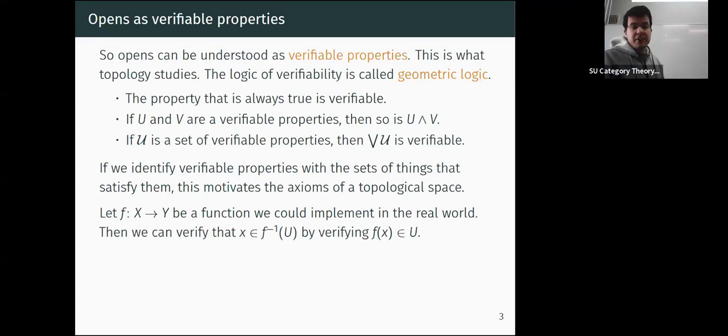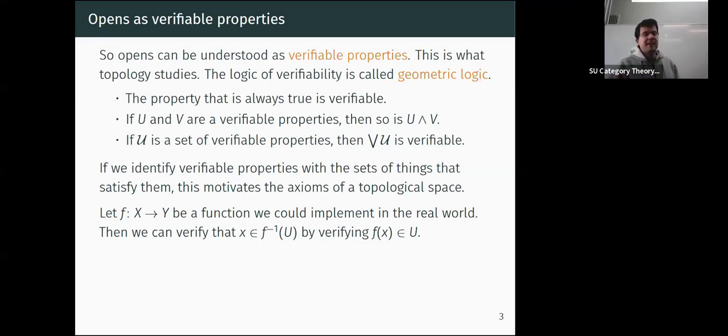So if we have such a function, you can now ask, can we verify whether something lies in the preimage of some u? So if u is some verifiable property in the codomain, we can ask, can we verify whether x is in the preimage of u? And to verify this, all we need to do is take x, apply this function, and check whether it's in u. So we can check whether it's in u because u is verifiable, and we can apply this function because this is a function we can actually compute in the real world.